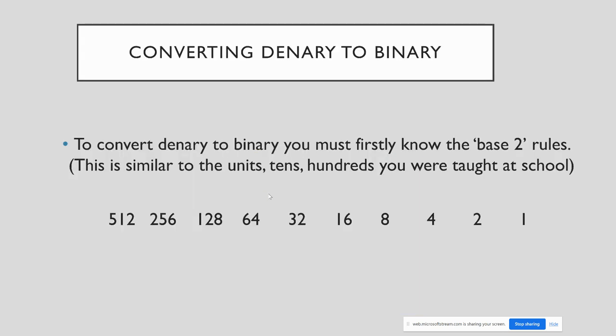Okay, so to convert denary to binary, you must firstly know the base 2 rules. This is 1 multiplied by 2 is 2, 2 by 2 is 4, 4 by 2 is 8, 16, 32, 32 by 2 is 64, 64 by 2 is 128, and so on.